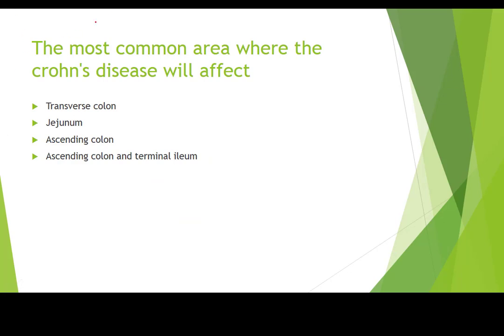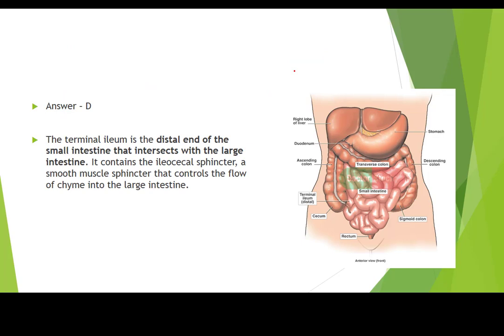Next question: the most common area where Crohn's disease will affect. A. Transverse colon. B. Jejunum. C. Ascending colon. D. Ascending colon and terminal ileum. The correct answer is ascending colon and terminal ileum.